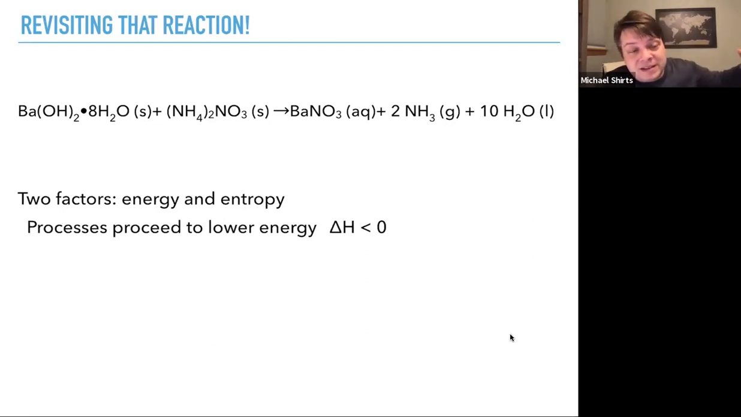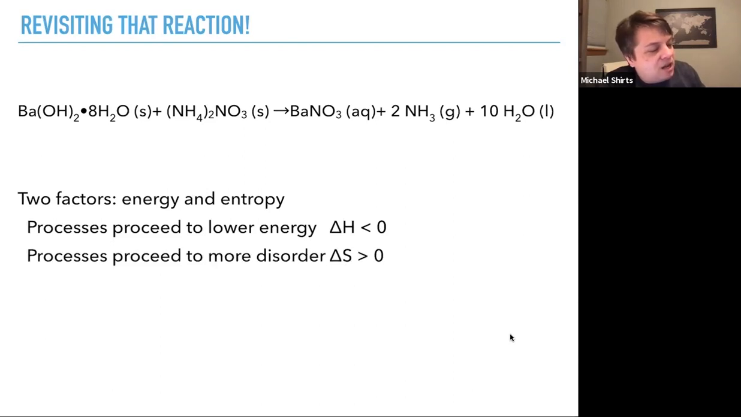If a system is exothermic, it will tend to proceed in that direction. Some exceptions we'll talk about later. And processes also proceed to more disorder when the entropy increases. So either when the enthalpy decreases or the entropy increases. We won't talk about exactly how to combine them.